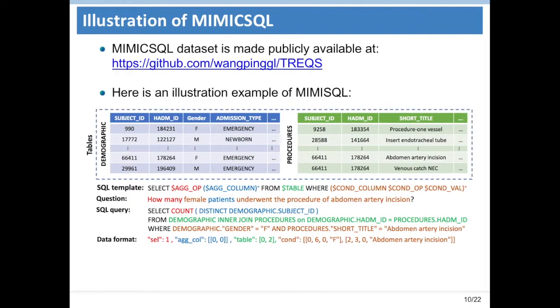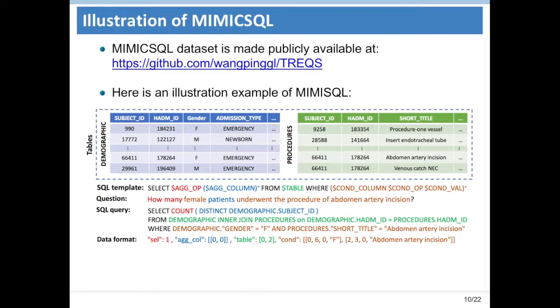Here, I provide an example in MIMIC SQL. This question is related to 2 tables. Different colors are used to show the correspondence between various components. Here, the data format is a logic form of SQL query. It can be easily converted into the corresponding SQL query.